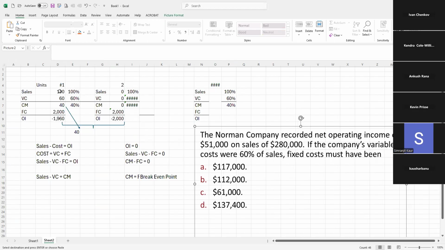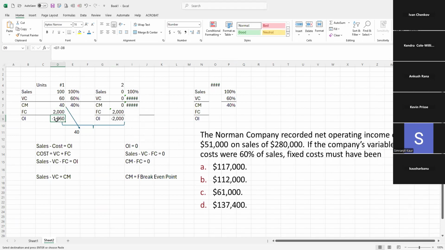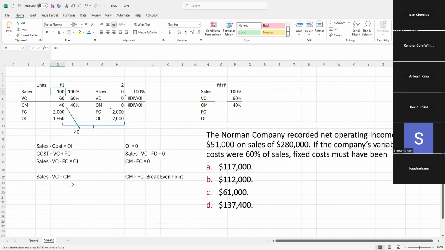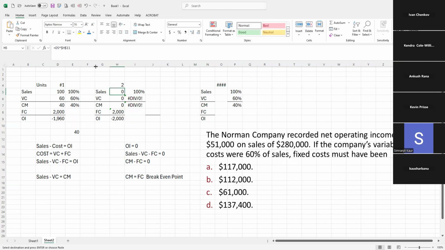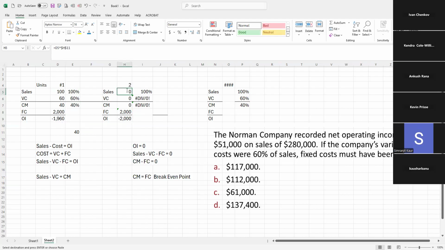So what we know: the sales minus the variable cost gives the contribution margin, minus the fixed cost gives the operating income. We know the contribution margin ratio is the contribution margin dollar amount divided by sales. We already know those things. Now, what do we have in this formula and what we don't have? I have sales, right? So let's plug in what we have. My sales are $280,000. Correct?